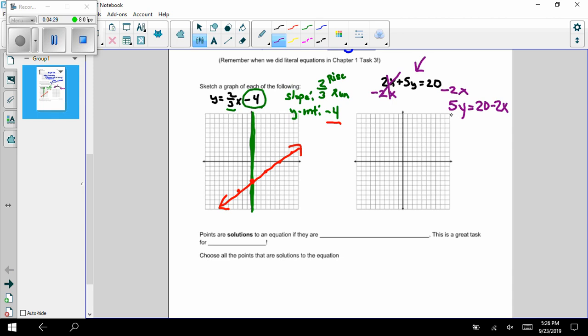The next step is to get rid of this 5. If I read this out loud, this would say 5 times y. I always do the opposite or the inverse operation of, in this case, it would be multiply.